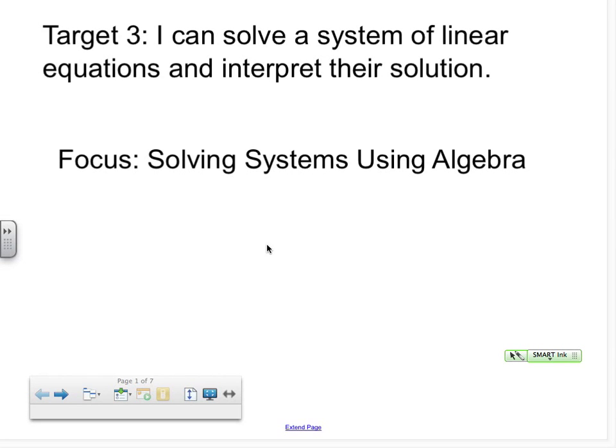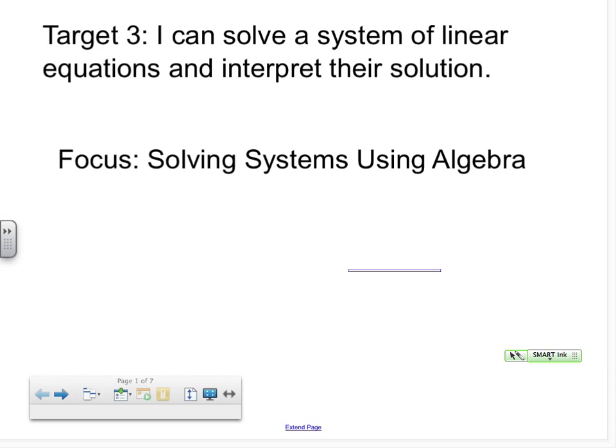Algebra 2, Target 3, Day 2. I can solve a system of linear equations and interpret their solution. Yesterday, we looked at solving equations graphically. Finding the points, see where the two lines cross, and then plugging and chugging to see if they're correct. Today we're going to review two other methods, the substitution method and the elimination method.